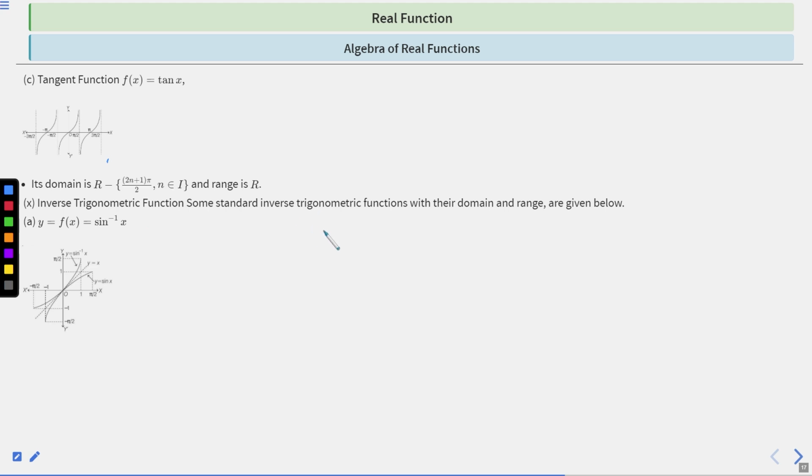Next are inverse trigonometric functions. Some inverse trigonometric functions with their domain and range are given below.